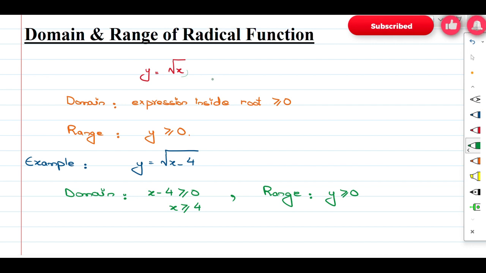Although the domain and range of the radical function mostly does not come in the O levels and IGCSE mathematics, the radical function mostly comes in algebra questions, right? But students must know how to figure out the domain and range of the radical function as well.